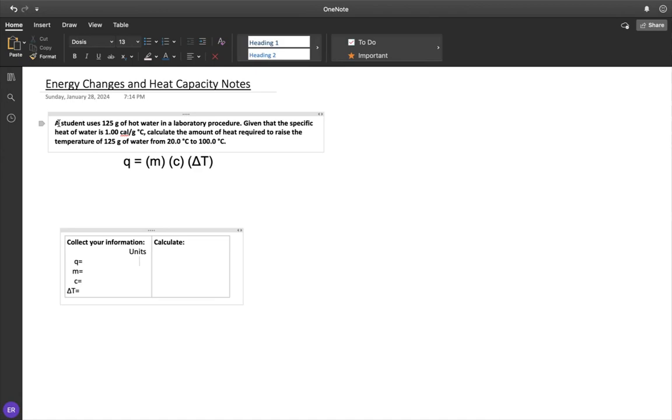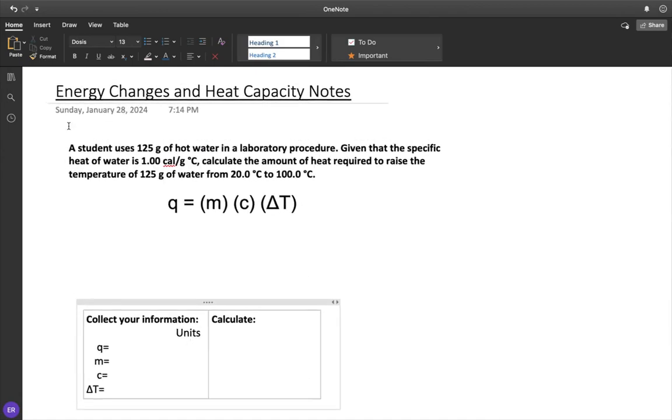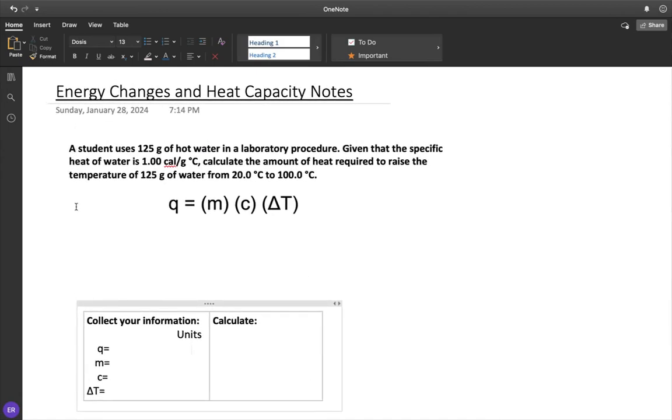All right, so our first practice problem says this: a student uses 125 grams of hot water in a laboratory procedure. Given that the specific heat of water is 1.00 cal over gram degrees Celsius, calculate the amount of heat required to raise the temperature of 125 grams of water from 20 degrees Celsius to 100.0 degrees Celsius. Now, that may seem like a lot, but let's break it down.